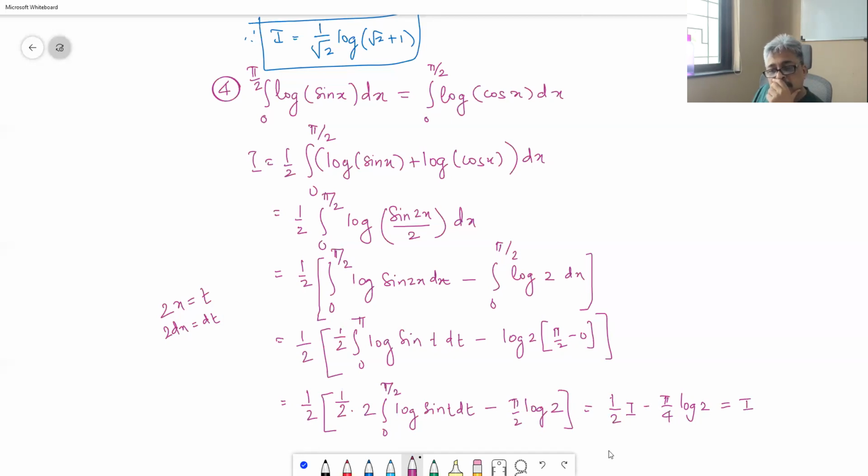Therefore, I minus half I is half I, is equal to pi by 4 log 1 by 2. Therefore, I is equal to pi by 2 log 1 by 2.